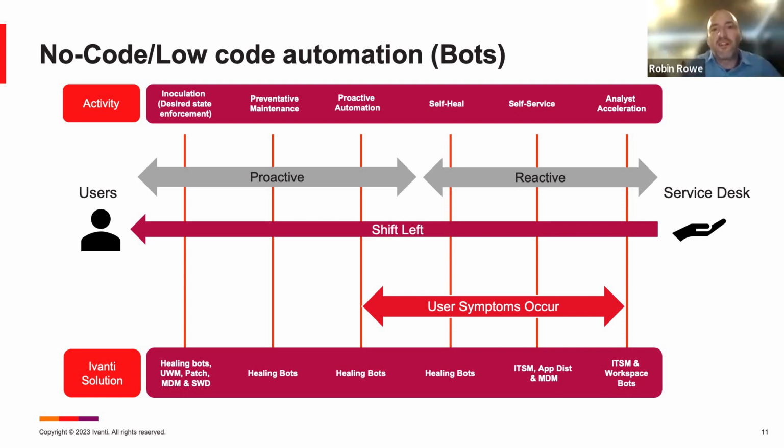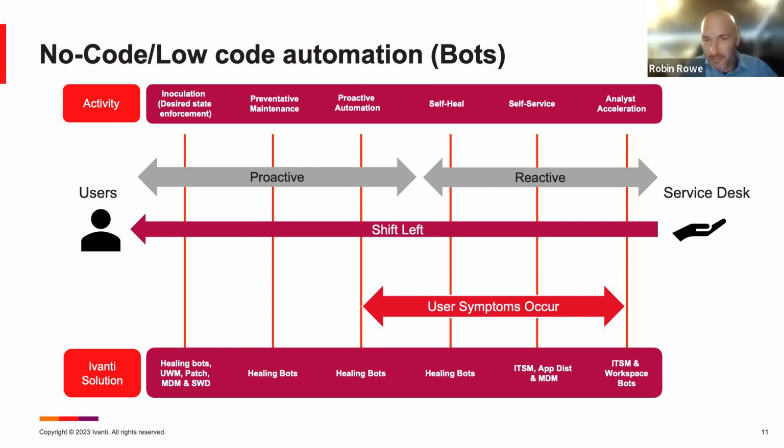So again, it's not necessarily all about healing issues. We can also use automation for other means as well. And then we get into the realms where a user's got a problem, and now the goal flips from the proactive nature back to how can we get the user back to productivity as quickly as possible. So again, the first opportunity there is self-heal.